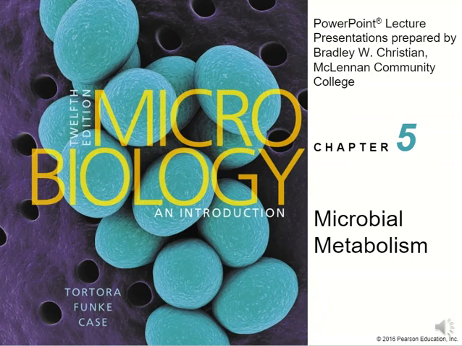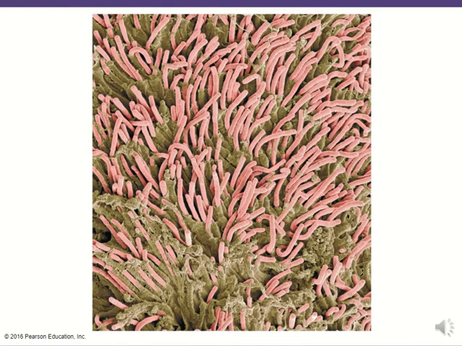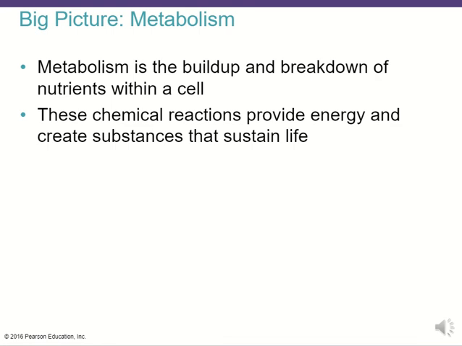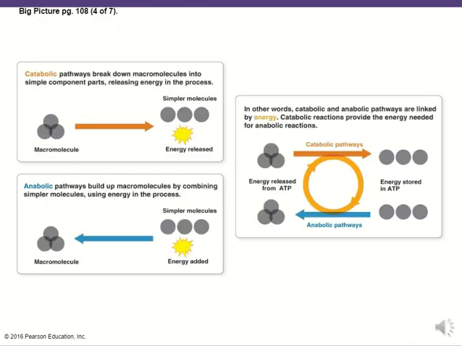Today we'll do Chapter 5, Microbial Metabolism. Now, metabolism is essentially the buildup and breakdown of nutrients within a cell. And these are just the variety of chemical equations necessary to provide energy and create substances that continue life. There are catabolic pathways which break down large molecules into simple components and release energy in the process. There are also anabolic pathways that build up large molecules by combining simpler components, and these use up energy.